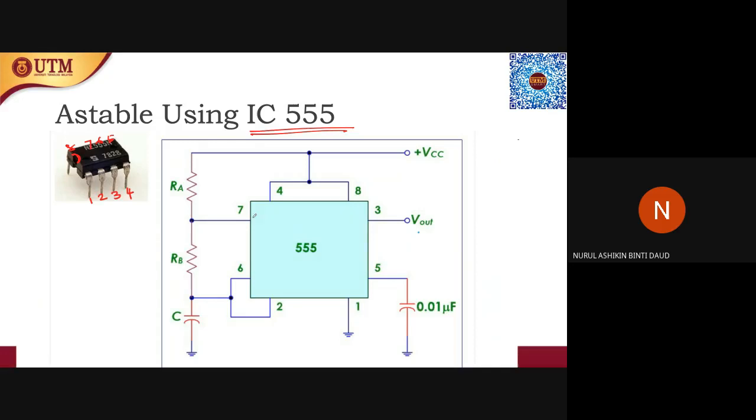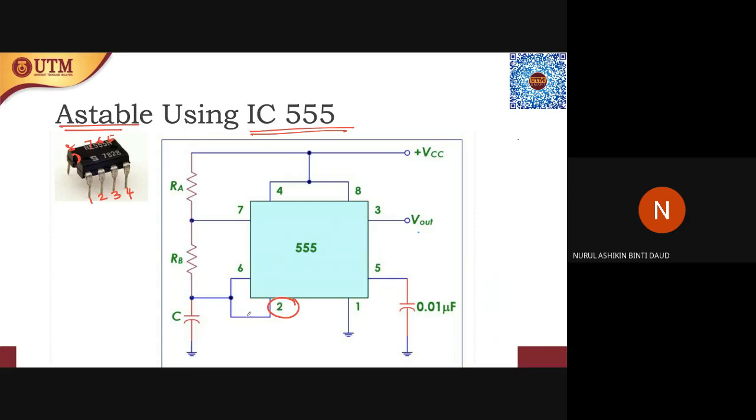All right. For this astable, please be careful, since astable doesn't require any trigger. We don't need any trigger for the astable type. Pin number 2 is usually connected to the trigger, but since in the astable case we don't need any trigger, pin number 2 will be connected together with pin number 6.